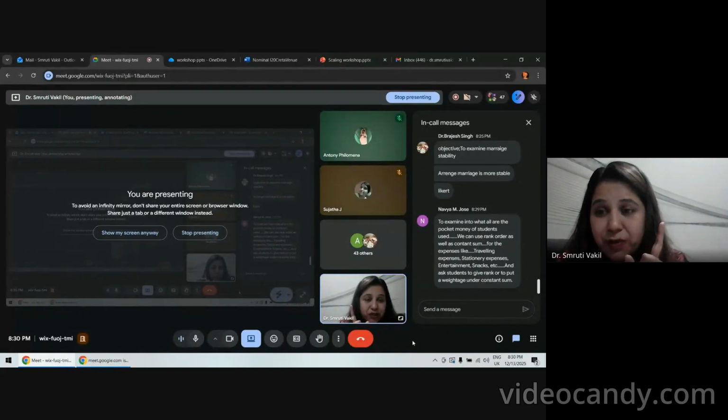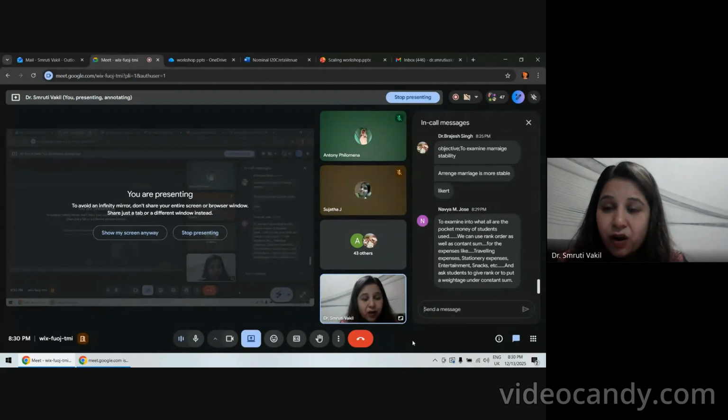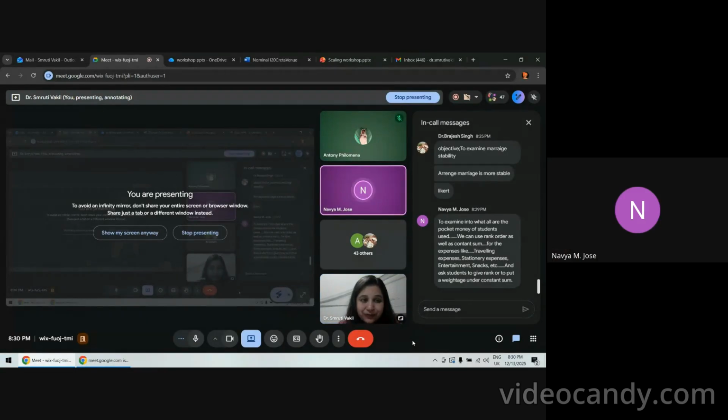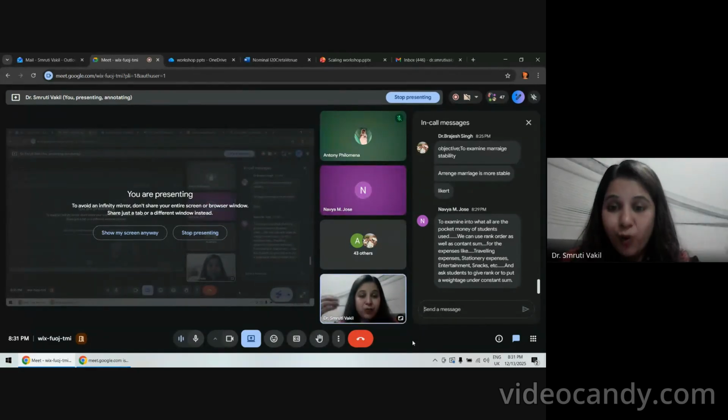I'm confused because you have written that we can use rank order as well as constant sum. So which one do you wish to use and how? Yes, Navya, please tell me. Yes, ma'am. The constant sum is something wherein, if I want to ask my students what they are using their pocket money on, I can give them 100 points, suppose 100 rupees. According to your preference, in which item would you like to spend more? Perfect. Keep on explaining.